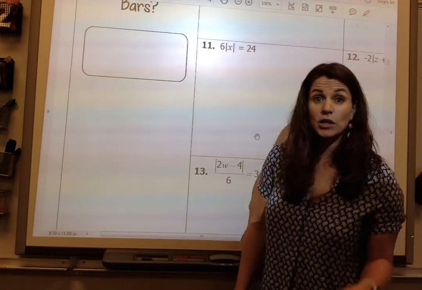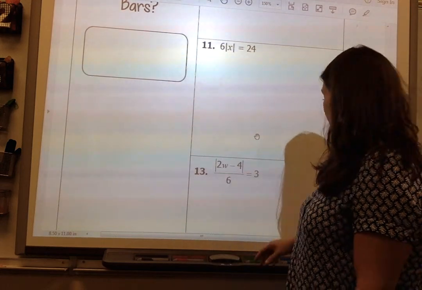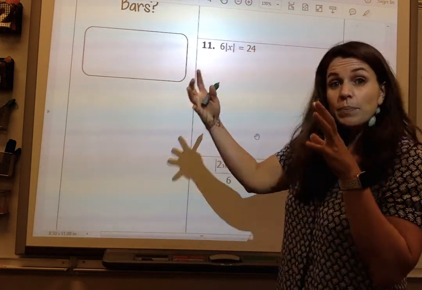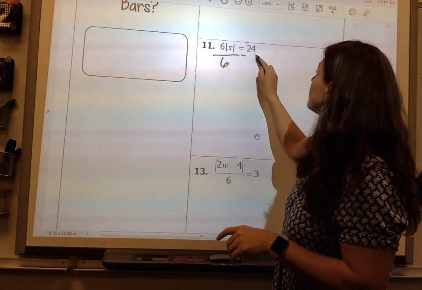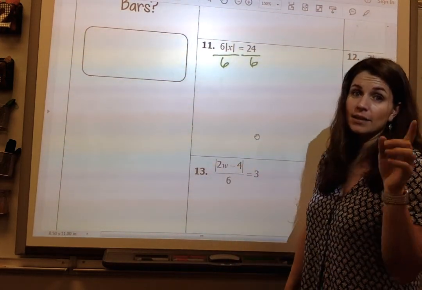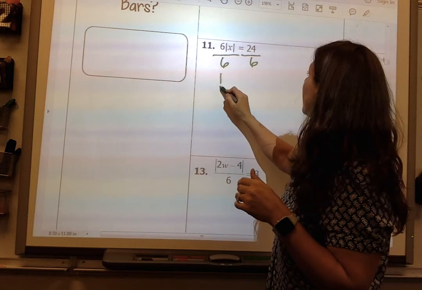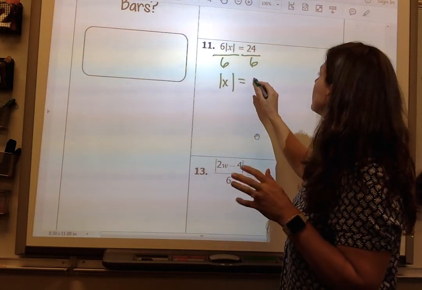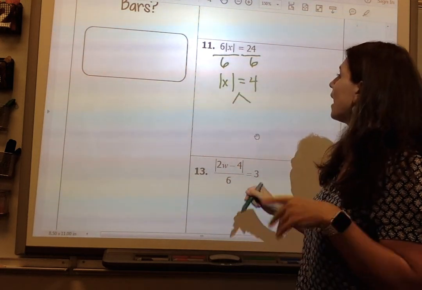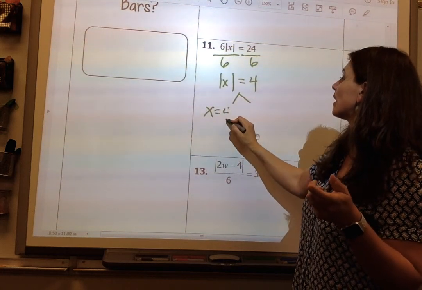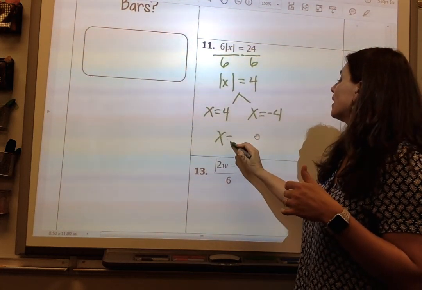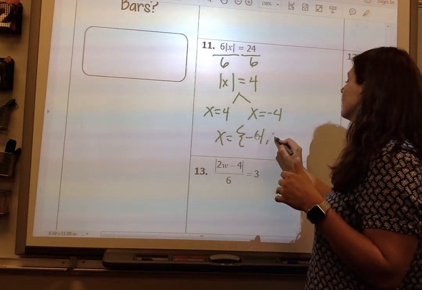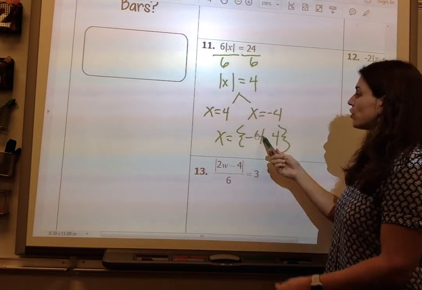It's not isolated. So step 1 is to isolate. Well, this is being multiplied together. So the opposite of multiplying is dividing. So I'm going to divide by 6 to get my absolute value isolated by itself, and that equals 4. And now I branch into 2 groups. Set the inside equal to the positive value, set the inside equal to the negative value, and make it a bracket. And then, of course, I can check my answer.